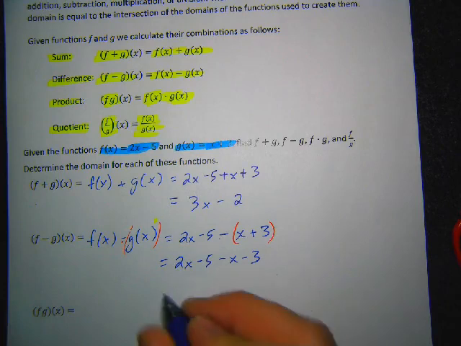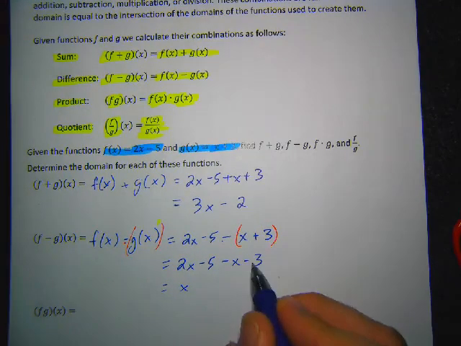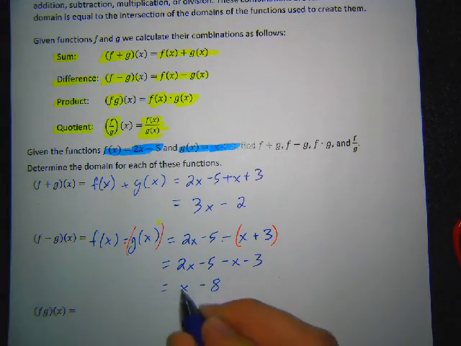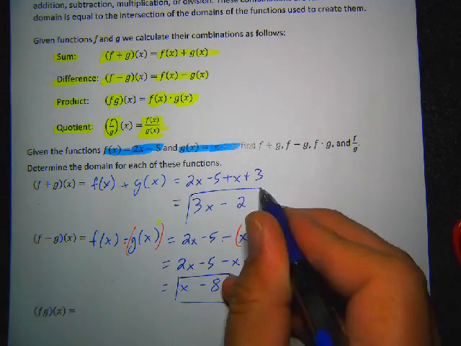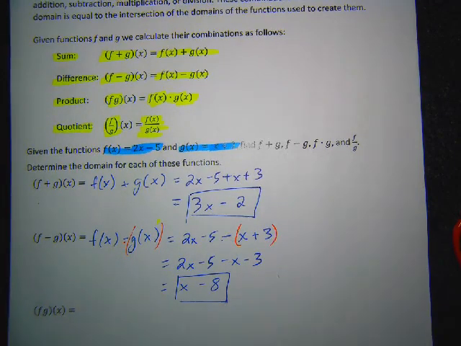I got 2x minus x is just x. Negative 5 minus 3 gives me minus 8. And that would be my answer for that one. I forgot to box my last answer. There you go. So x minus 8 would be my answer. That's the combined version when you subtract.